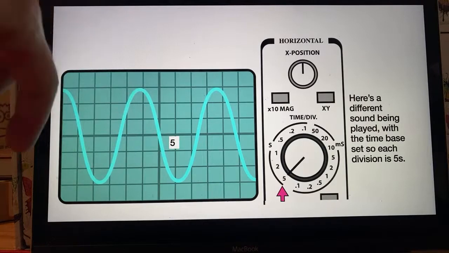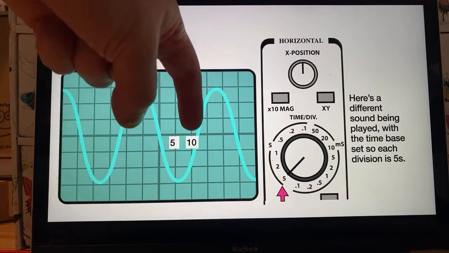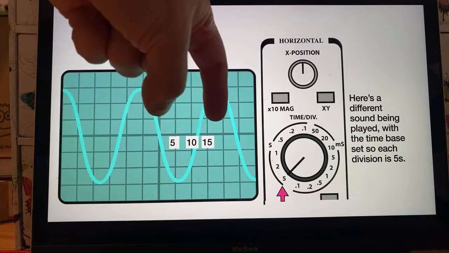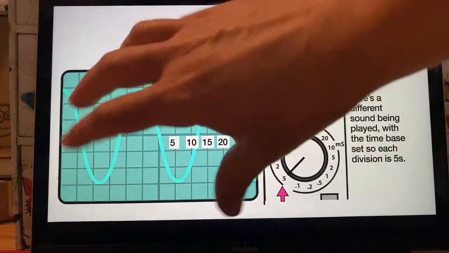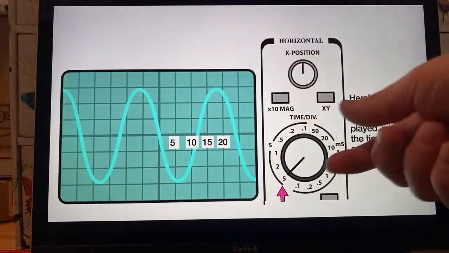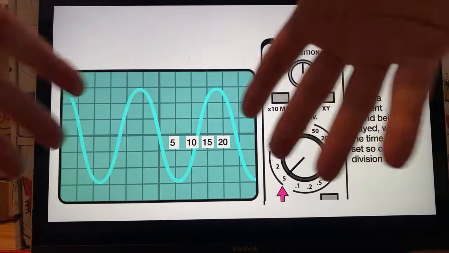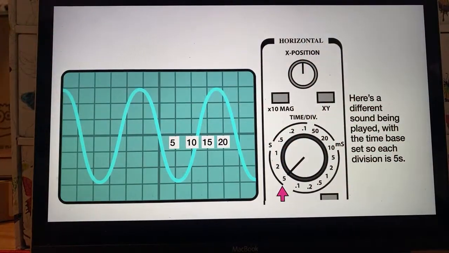You've just changed the scale of your graph. So that would be 5 seconds, and then that's 10 seconds, 15 seconds. So you want to be able to display the wave on the screen. So you basically just turn the knob until you've got a neat looking wave on the screen, and then you can start to read things about the wave.